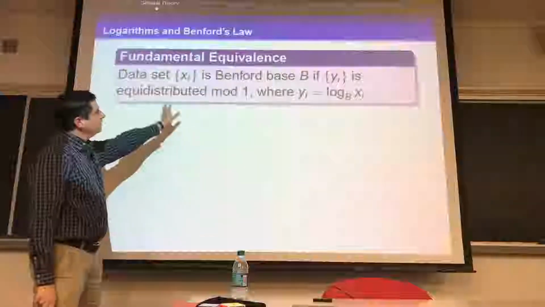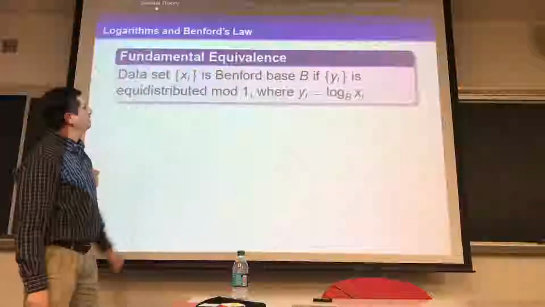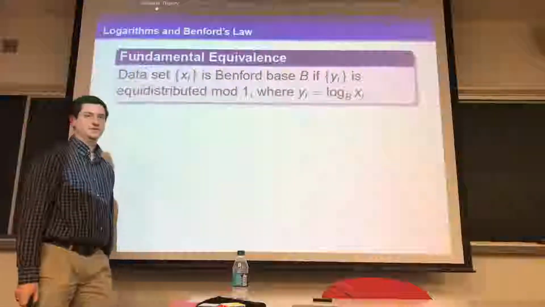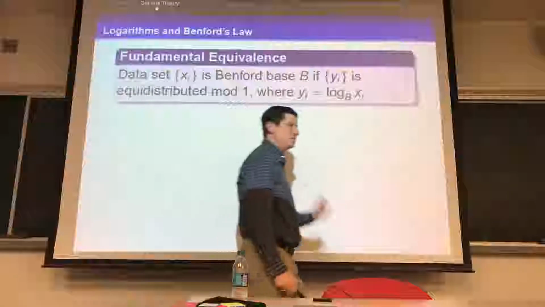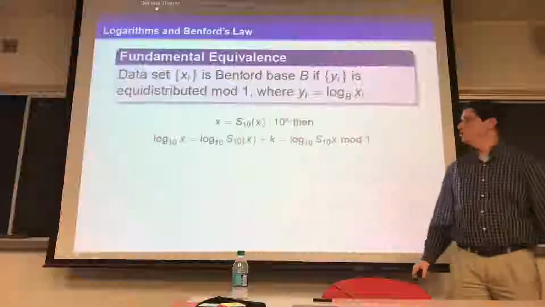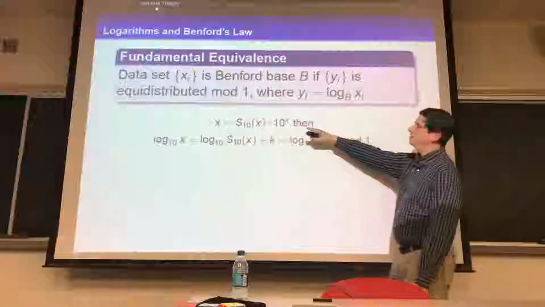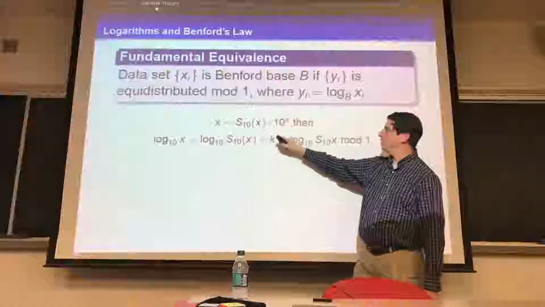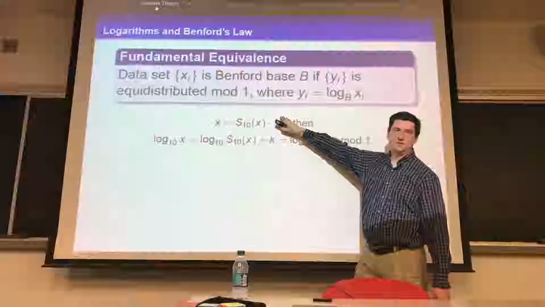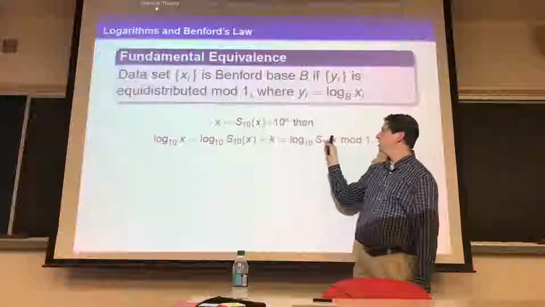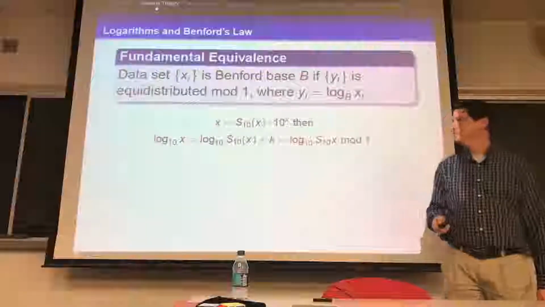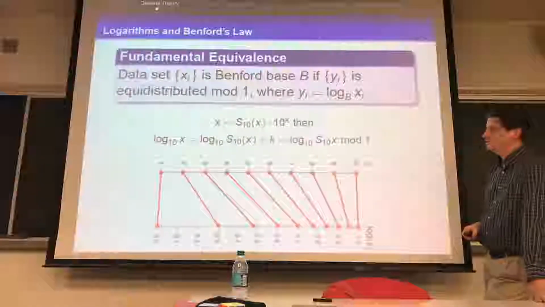All right, so the fundamental equivalence is a set of data is Benford if and only if its logarithm mod 1 is equidistributed. So this is the classic way of proving Benfordness. So here's the proof. I'll write my number as a significand times 10 to the k. When I take the log mod 1, this part vanishes. And so all that I really get is the log of the significand. I guess there should be parentheses around that. All right. So you're just plotting things.